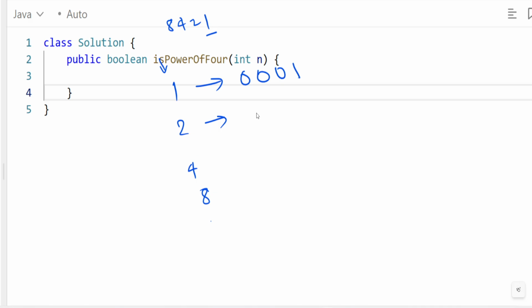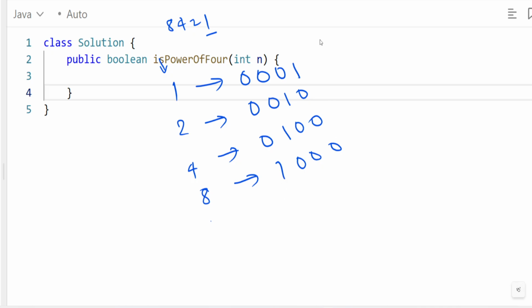If you talk about 2, it is 0 0 1 0. If you talk about 4, 0 1 0 0. If I talk about 8, 1 0 0 0. It means there is only one bit that is 1 in the binary representation, and the rest are 0. If you notice here, only one bit set is there. Can we say that? Only one bit set is there, not like 1 1 1 1.